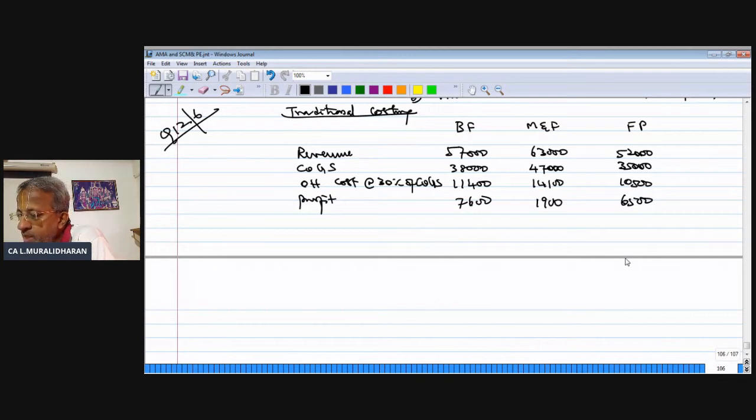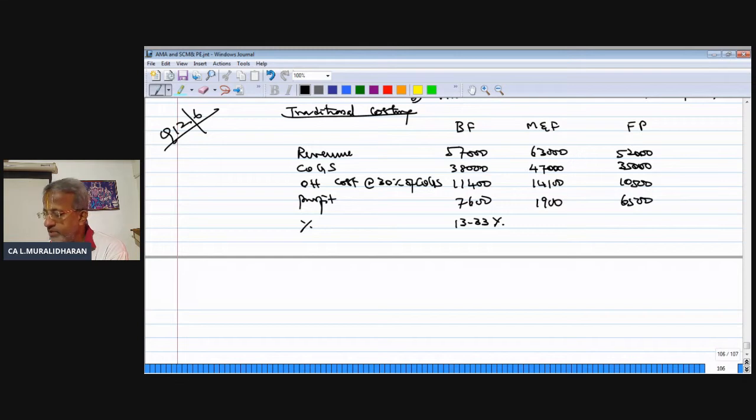Prepare a product line profitability statement, and in order to get profit on revenue, you can say 7,600 upon 57,000. 7,600 divided by 57,000, that should give you 13.33%. Always remember, in this chapter number 10, strategic analysis of operating profit, we are expected to do a lot of interpretation, and interpretation will be based on percentage, and that is what we have just taken up.